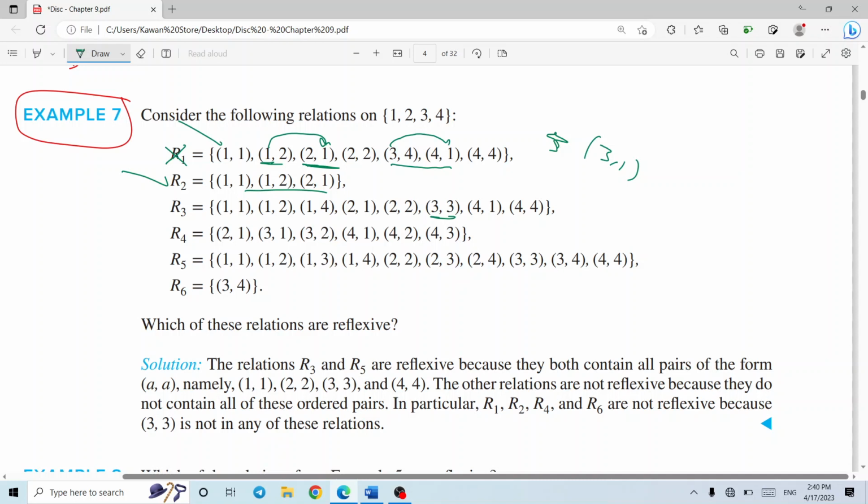So, I think yes. Can you check it for me? I have 1 and 4, 4 and 1, 1 and 1. Yes, I have 2, 1, 3, 3. Yes, everything I think is already. How about R4?